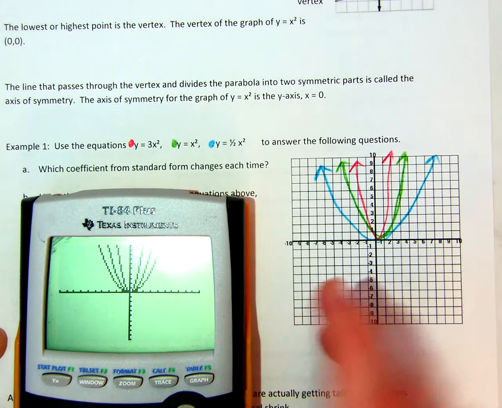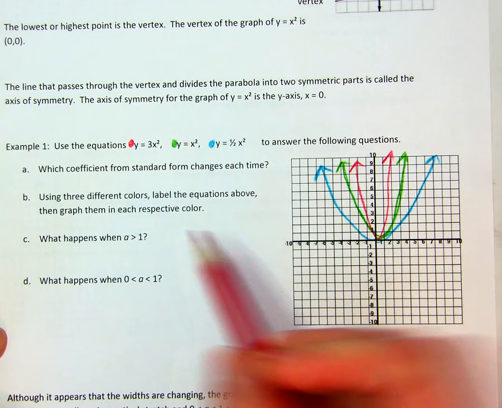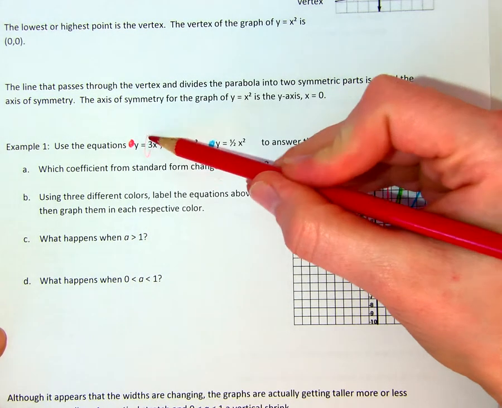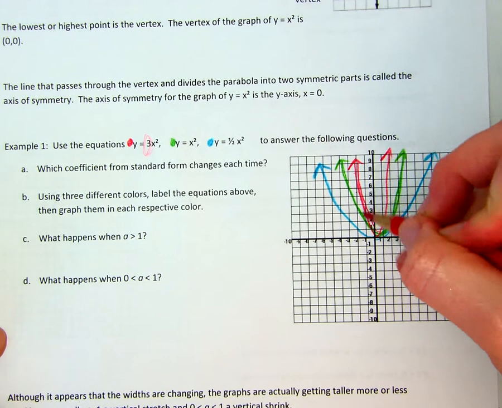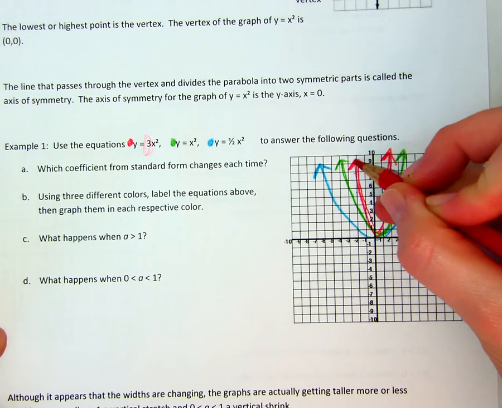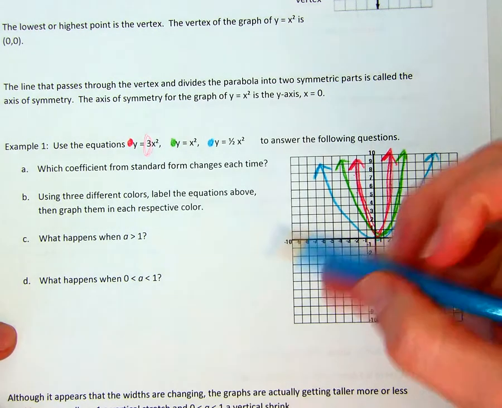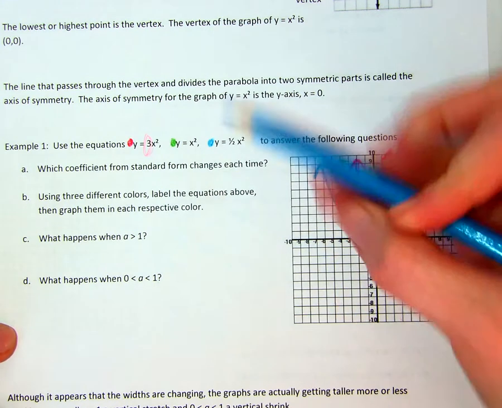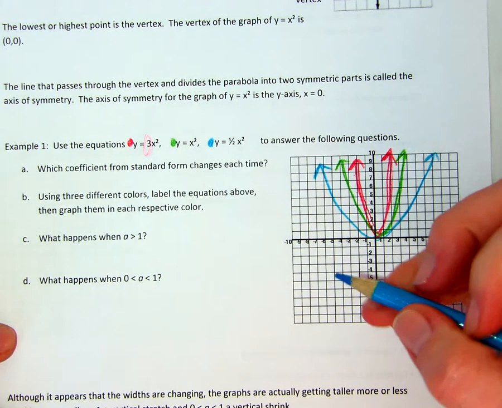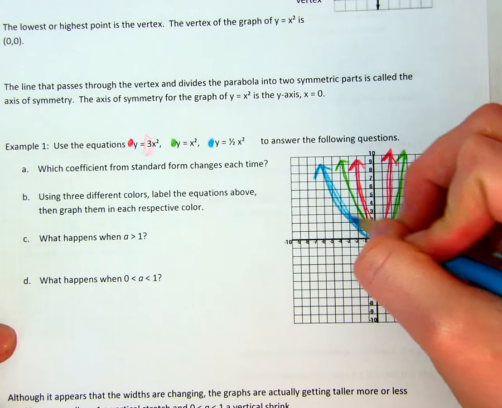Okay, back to the graph. So I've got this. So let's look at this. My first question is, what happened when a was greater than 1? Well, let's look up here. 3 is the only number that's greater than 1. And it looks like this one is the skinniest, doesn't it? Okay. When a is in between 0 and 1, the kind of numbers that are between 0 and 1, we know are fractions. So whenever I had a fraction, it looks like this was the widest one.